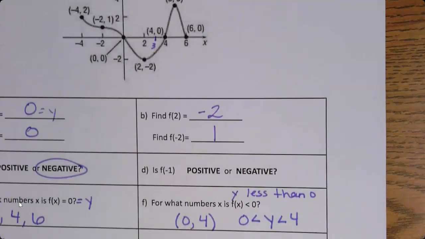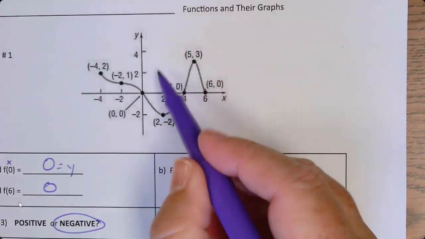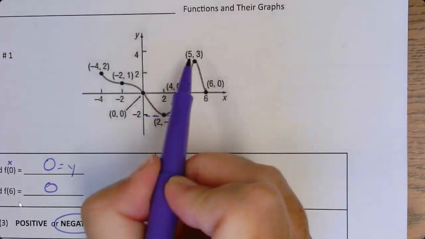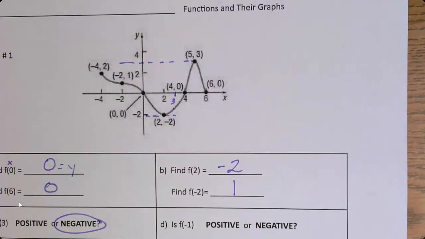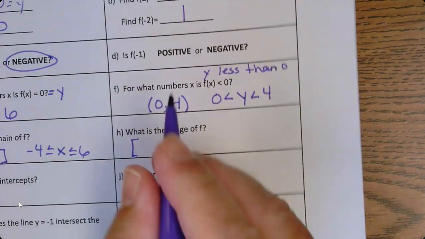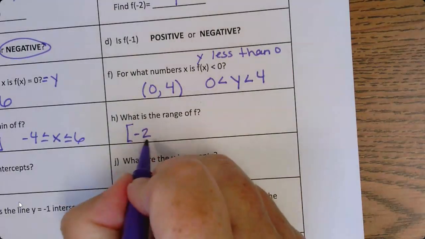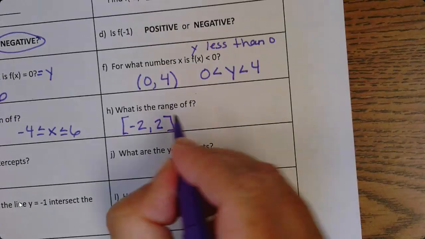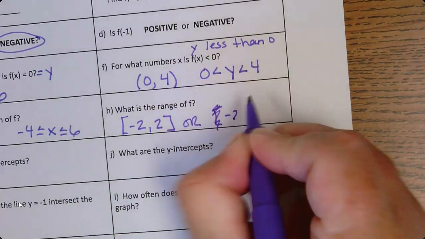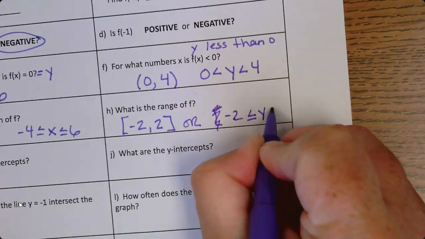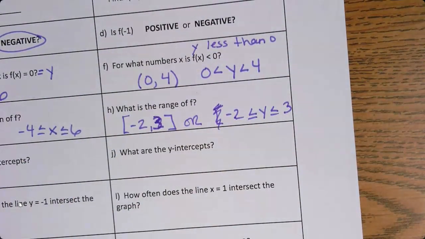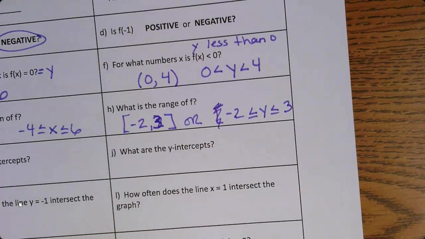Range. So here we go. Now we're going to look at the y value. What's the lowest this graph goes? Right here at -2. And what's the highest this graph goes? Looks like at 3. So from -2, remember the smallest number always goes first, to 3. Oops, that should have been 3. I am so sorry.